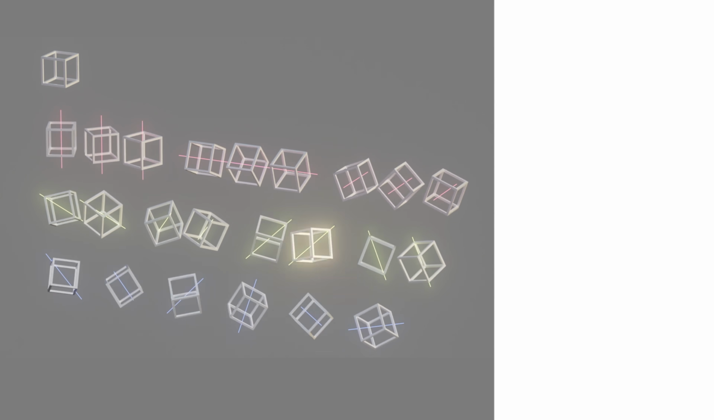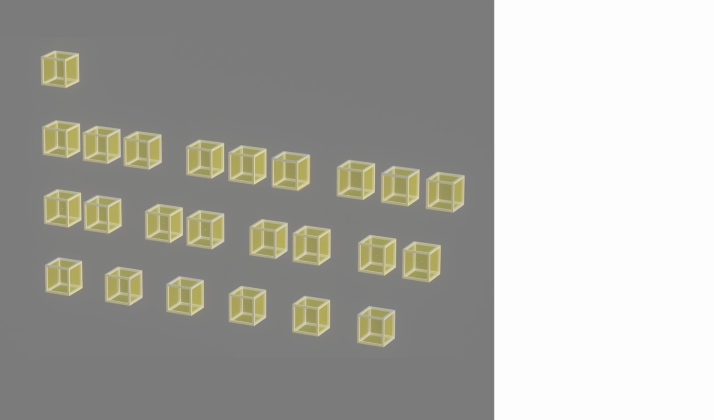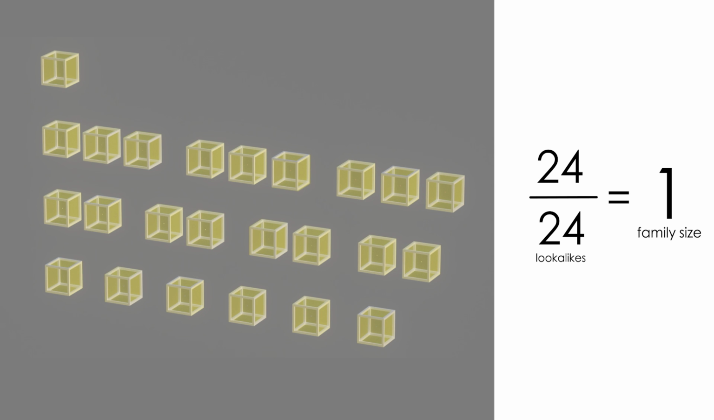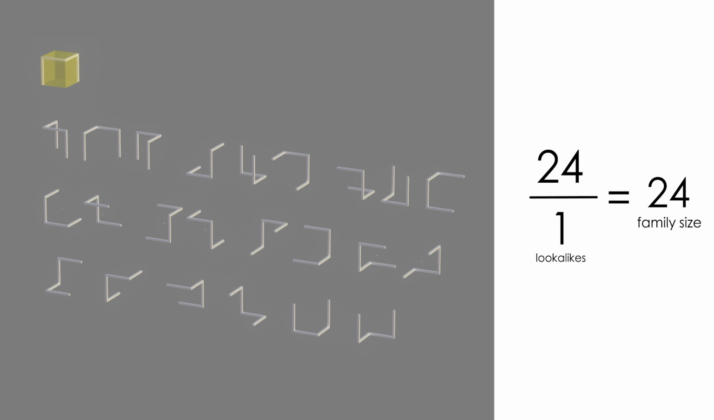Let's make the family portrait of a complete cube. Of course, this turns out to be nothing but lookalikes, since a cube looks the same from every direction. According to our formula, 24 divided by 24 is 1, and the cube is indeed the only member of its family. Suppose we have another family portrait. This one contains no lookalikes, other than the unchanged cube at the top. 24 divided by this minimum number of lookalikes ends up with the maximum family size of 24.